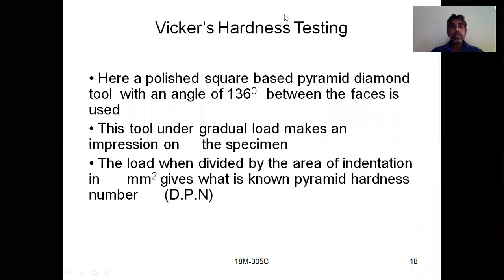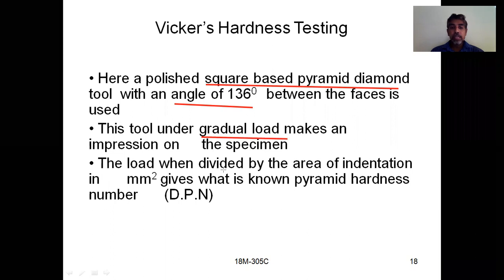In Vickers hardness testing, a polished square-based pyramid diamond tool with an angle of 136 degrees between the faces is used. This one we should remember. How much angle? 136. Which type? Square-based pyramid, made of diamond. This tool makes an impression under gradual load, so you have to apply the load gradually.